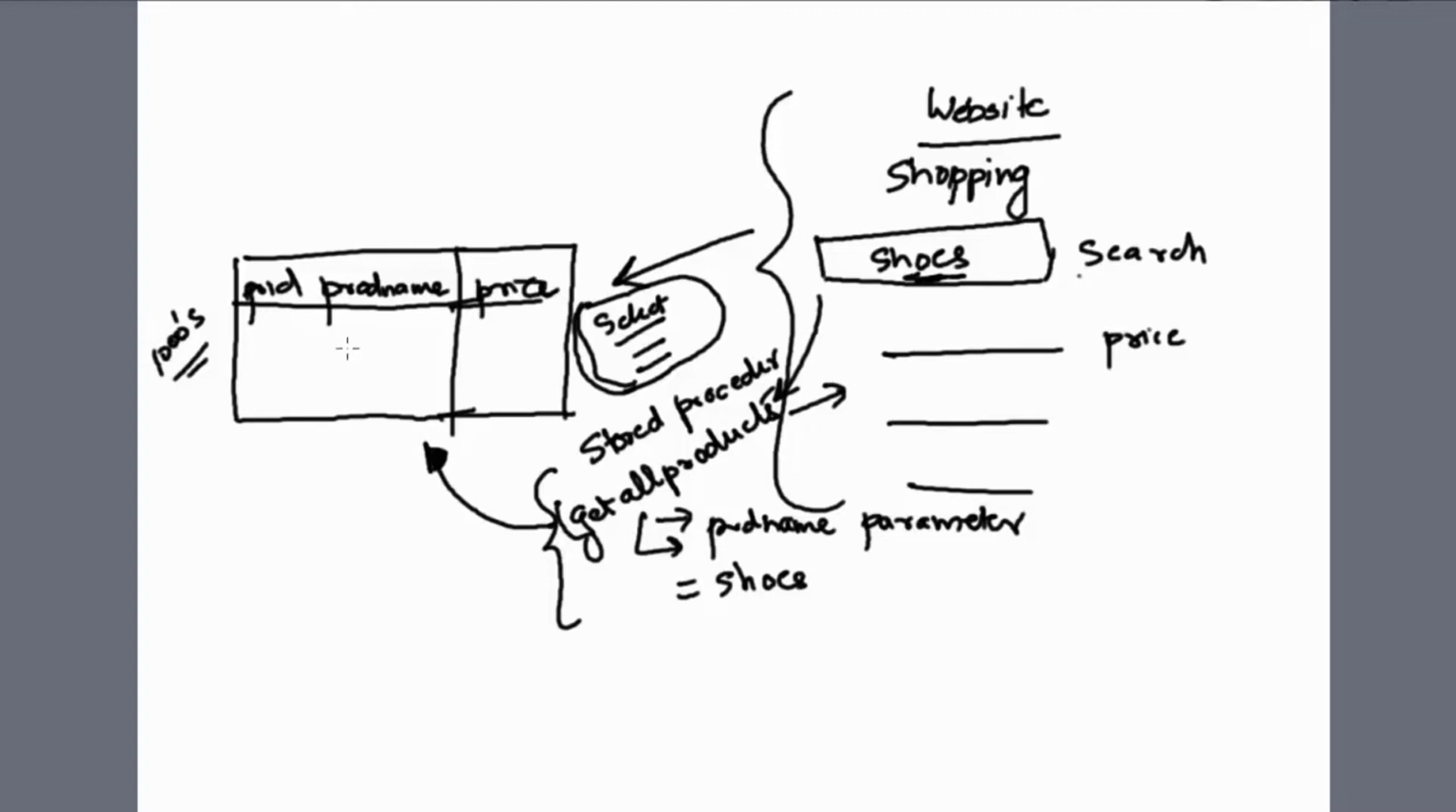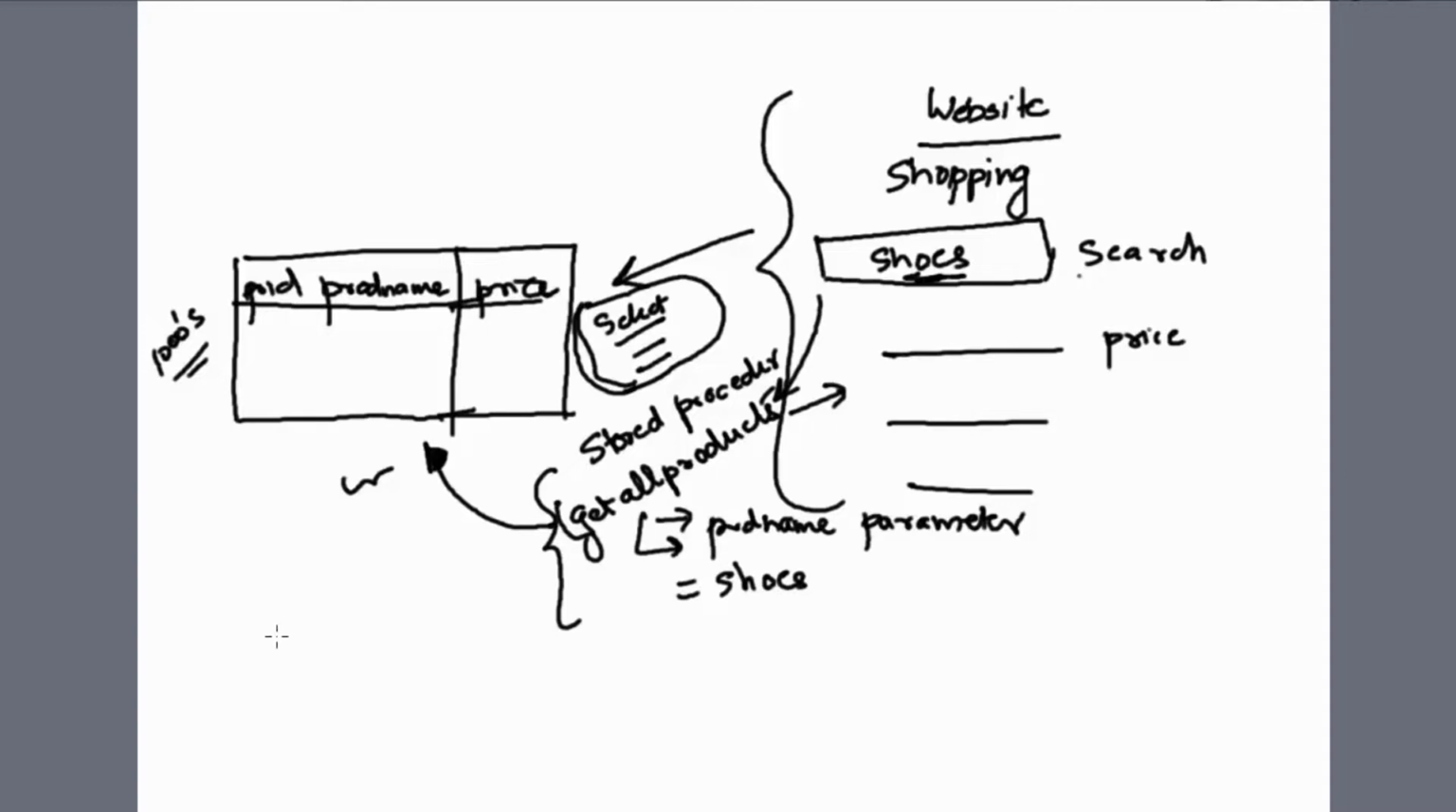So it will go to this table, run a select query along with the where clause, where product name equals whatever value comes from the website. Basically, you're passing a parameter to a table and then getting the results. This is called a parameterized stored procedure. Now, another concept: we talked about selects, but a stored procedure can also be used to insert, update, and delete data from your table.